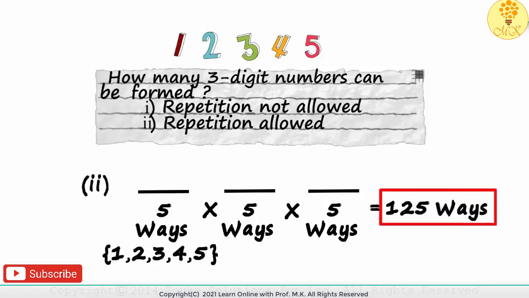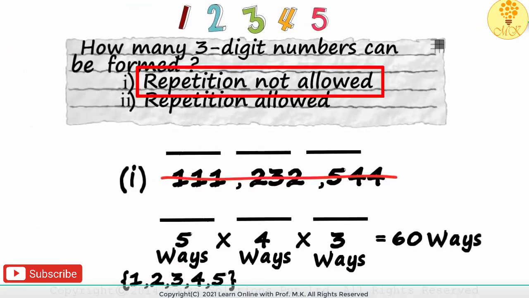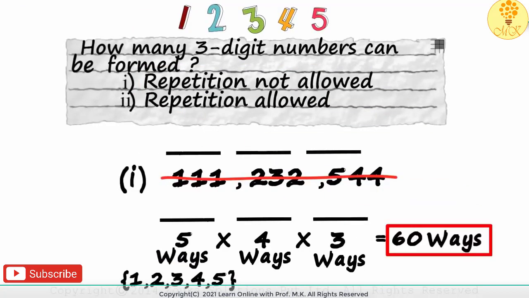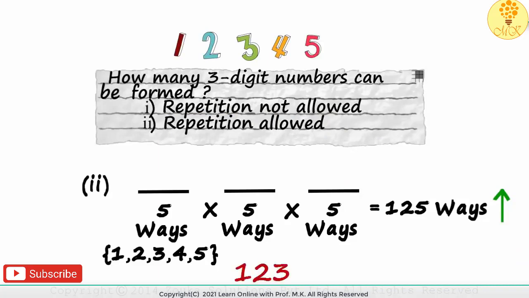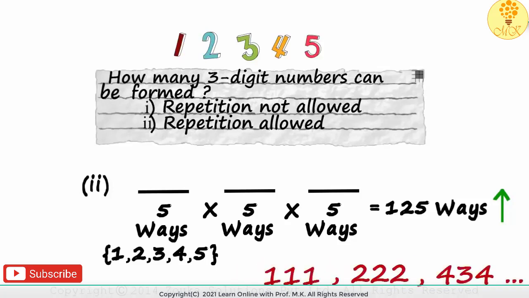What does this answer imply relative to the previous one? Let's go back and see the previous answer. If repetition wasn't allowed, there were 60 ways in which we can form 3-digit numbers. And if repetition is allowed, there are 125 ways. Why has the number increased? It's obvious. Here, apart from the no repetition ones, like 123, 314, 245, we have allowed numbers like 111, 222, 434 and many more like them to be considered.